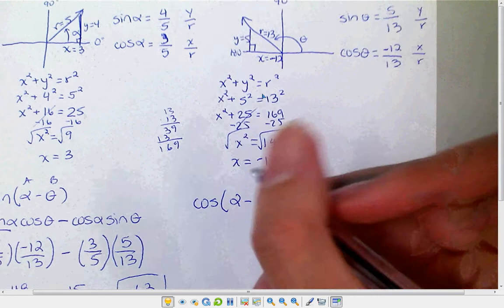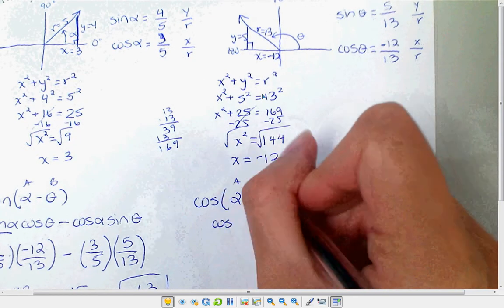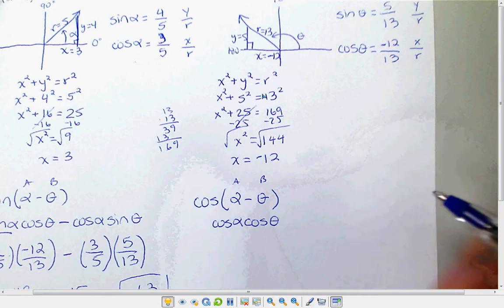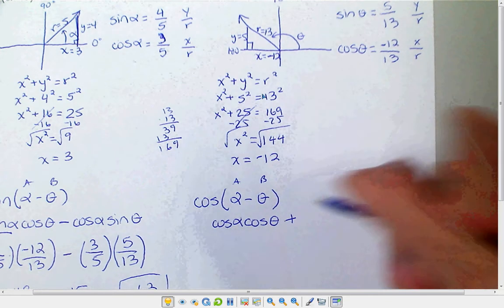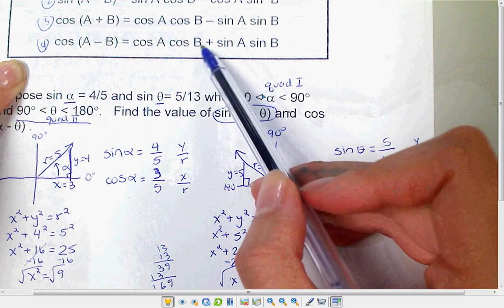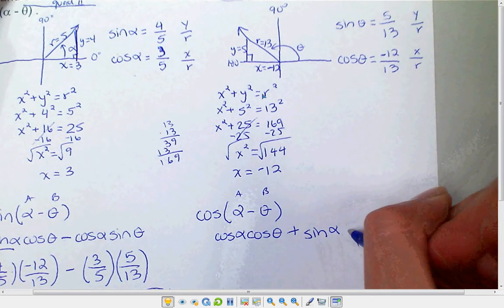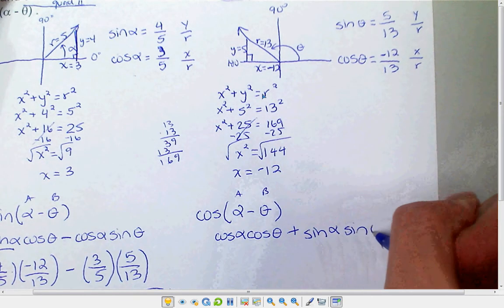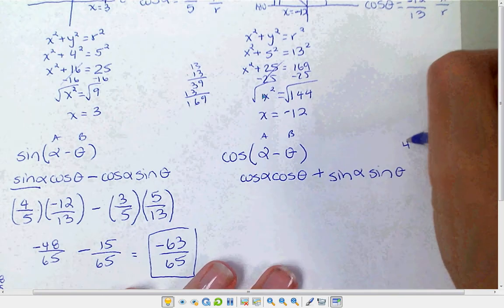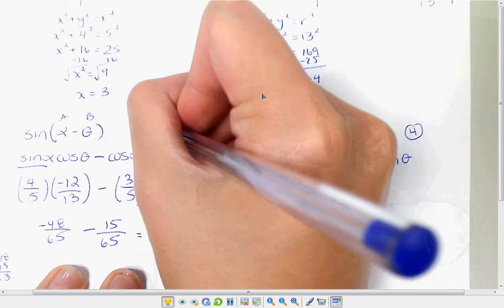So for number 4, we have cosine of A, which is alpha, cosine of B, which is theta, and then plus. So be careful, even though this is a minus, in this equation, this is a plus sign. Sine of alpha, and then sine of theta. So this was rule number 4. We used rule number 2 for this first one.